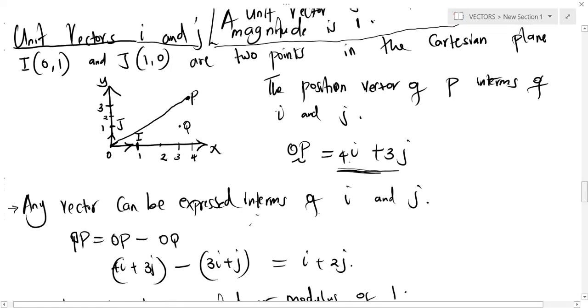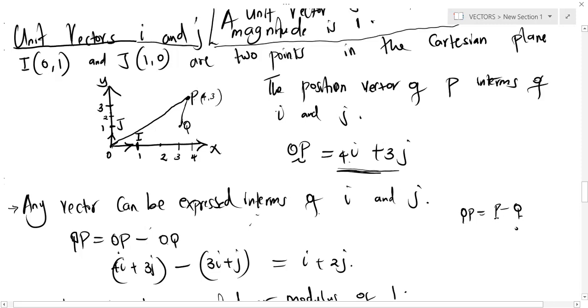Let's take up, for example, QP. Now, what is vector QP? So this is QP. QP basically is P minus Q, where P is the position vector of P and Q is the position vector of Q, as you can see here. So OP minus OQ. What is OP? OP is the position vector from 0. So OP, as you can see clearly here, we have (4, 3).